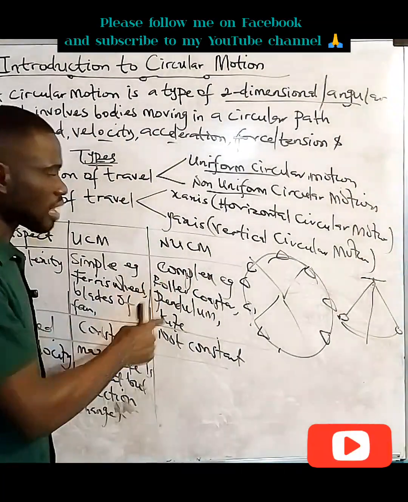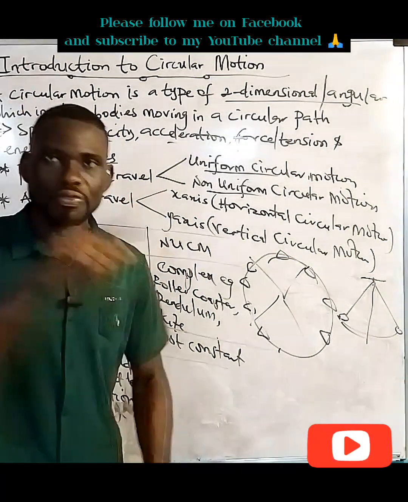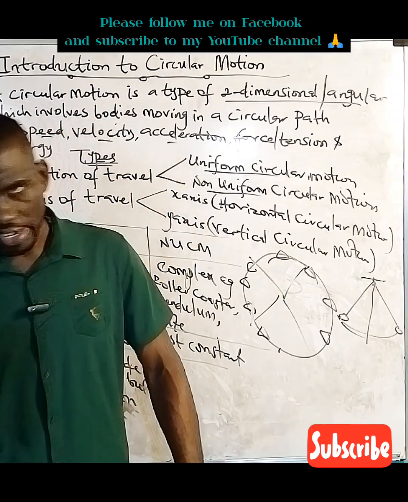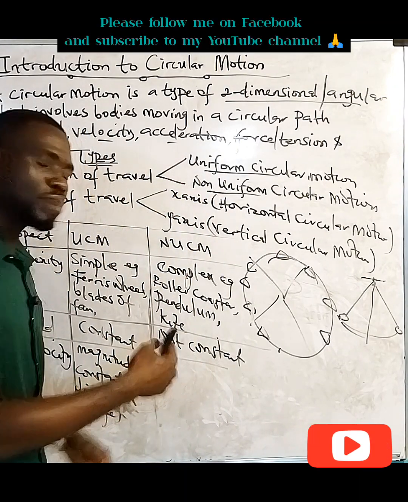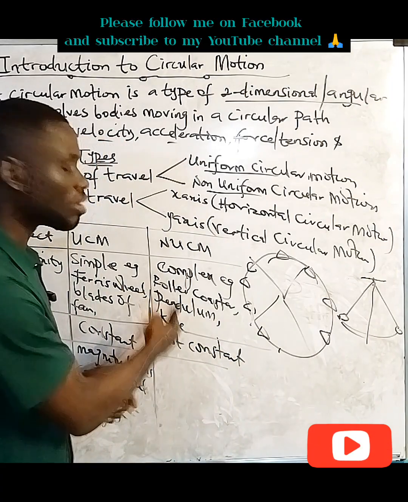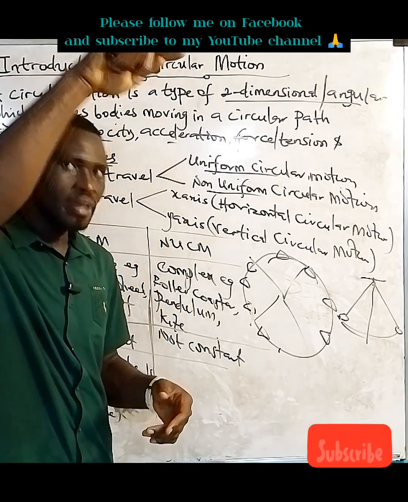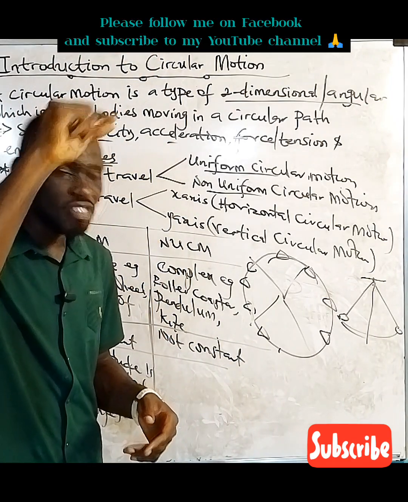Unlike the non-uniform circular motion, whereby the body takes different positions. The body is here now, the body is at the other side, and so for the non-uniform circular motion, the speed is not constant. The speed could either be increasing, for example, a roller coaster: at the very top, the speed is very little. The speed is minimum.